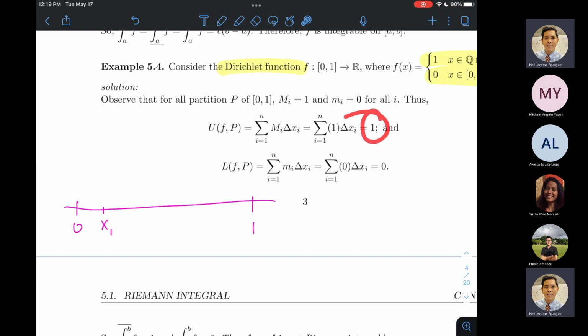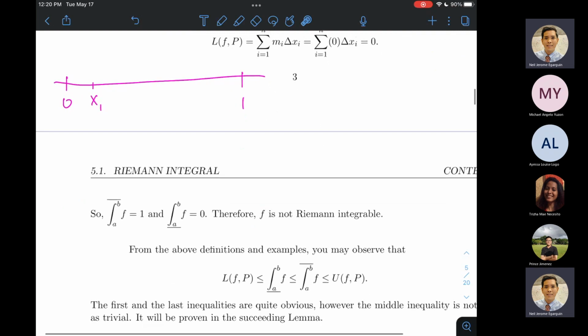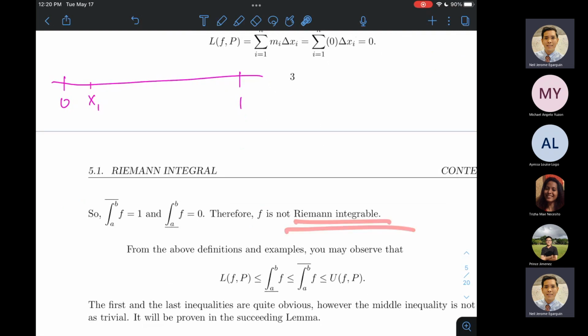So therefore, this is our upper integral, kasi ito na rin yung infimum ng mga upper sums. Dahil constant yung lower sum, siya na rin yung supremum ng mga lower sums. So this is our upper integral. This is the lower integral. And since they are not equal to each other, we say that the Dirichlet function is not Riemann integrable. Okay?